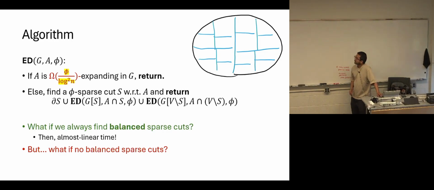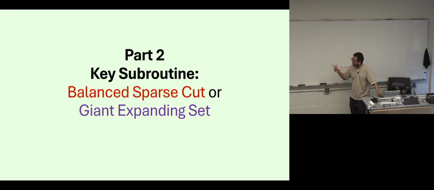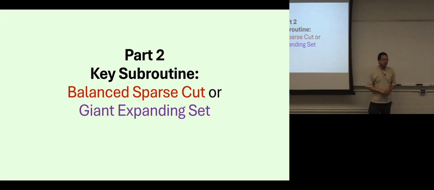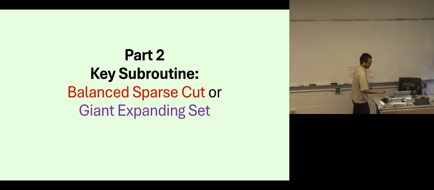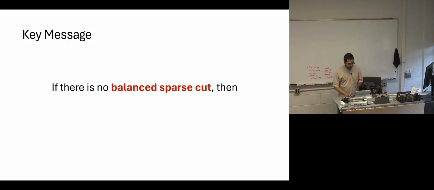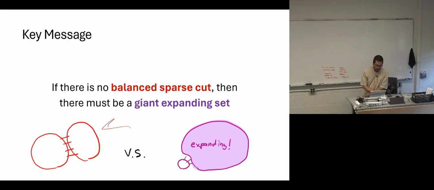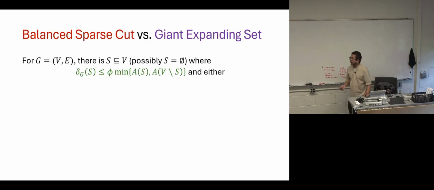If there is no balanced sparse cut, it turns out that it's a good case too. If it's balanced, it's good. If there is no balanced sparse cut, it's also good because there must exist a giant expanding set. This is like two things, one of which must happen.